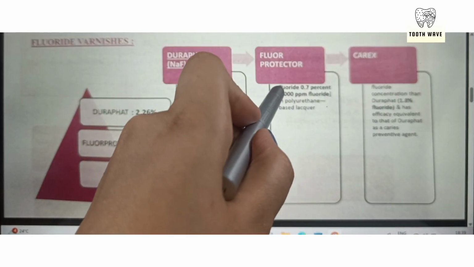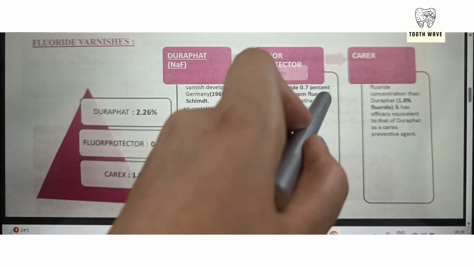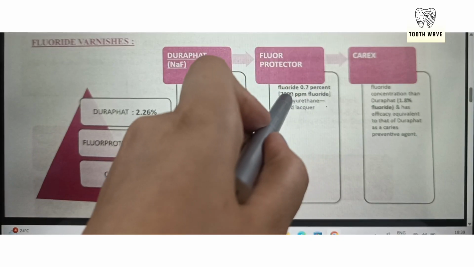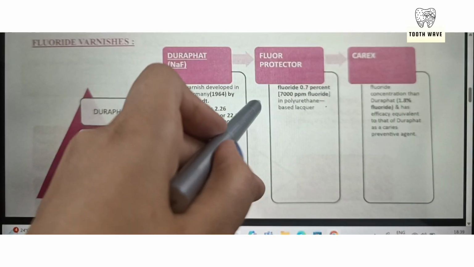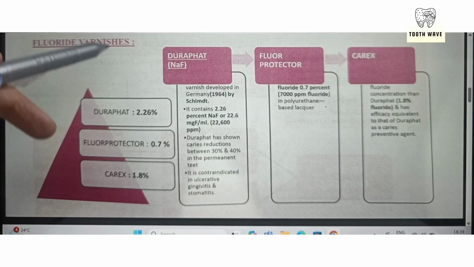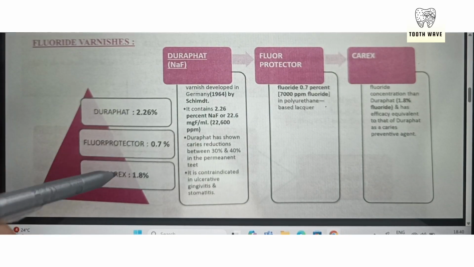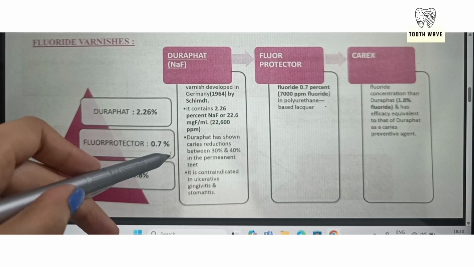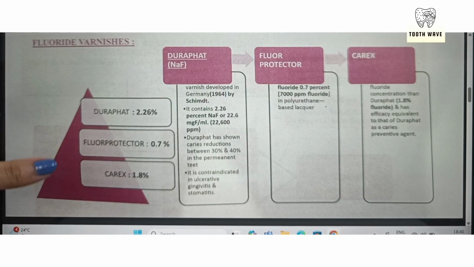Now Fluor Protector, fluoride is 0.7%, 7,000 ppm fluoride. You have to remember this point. And also for Carex, as we have already read here, 1.8%. You have to remember these concentrations.